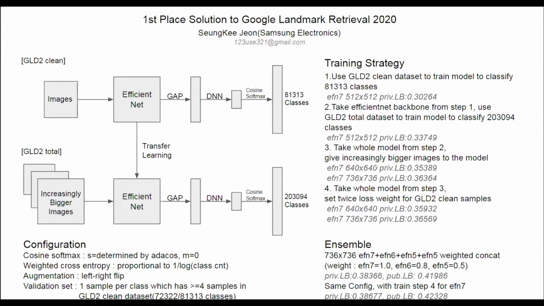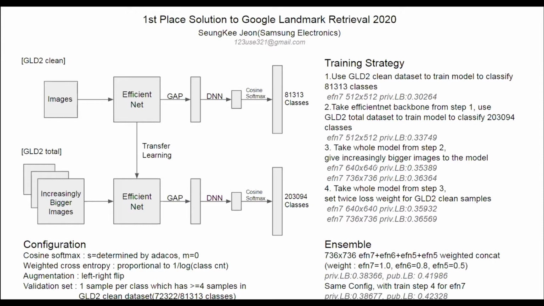log class count. Only left-right flip was used for augmentation because training datasets are so huge that it was hard to overfit training sets. Also, another intention was not to disturb the image distributions of training sets because I can't use test time augmentation due to submission time limits.